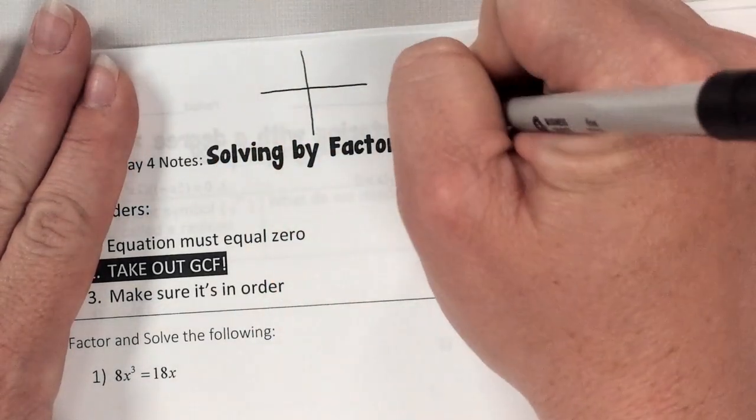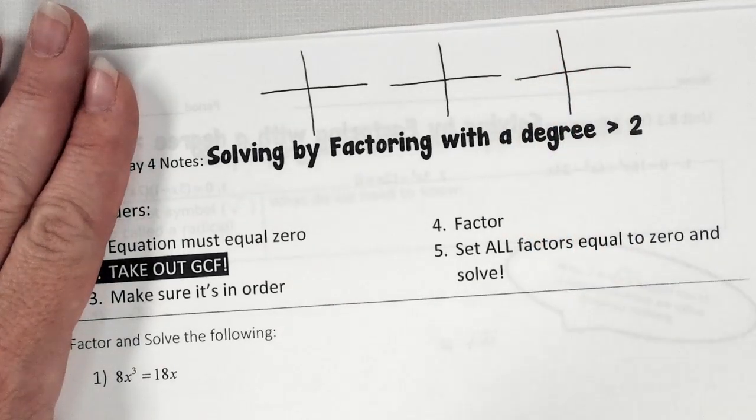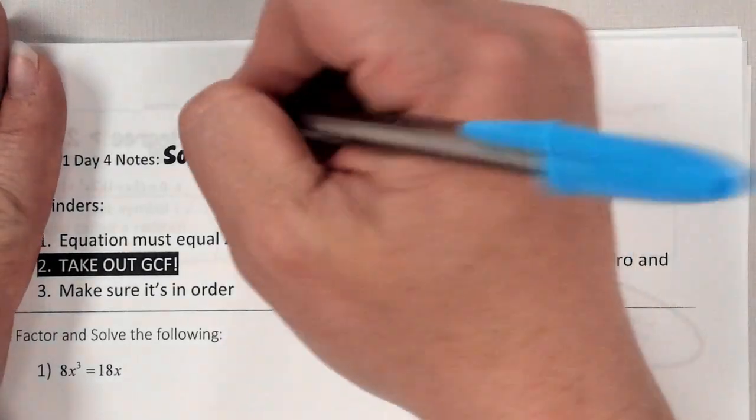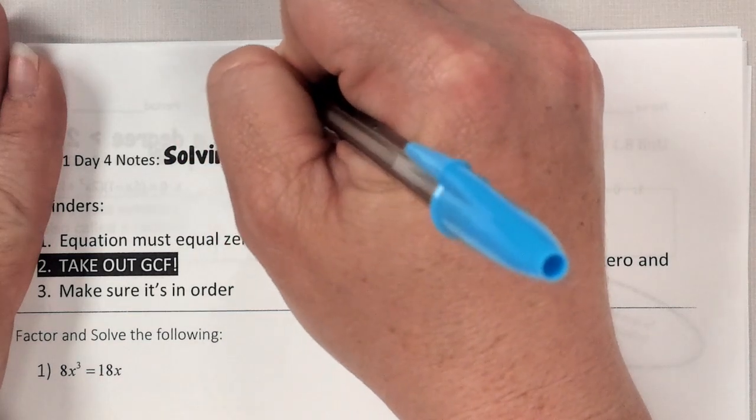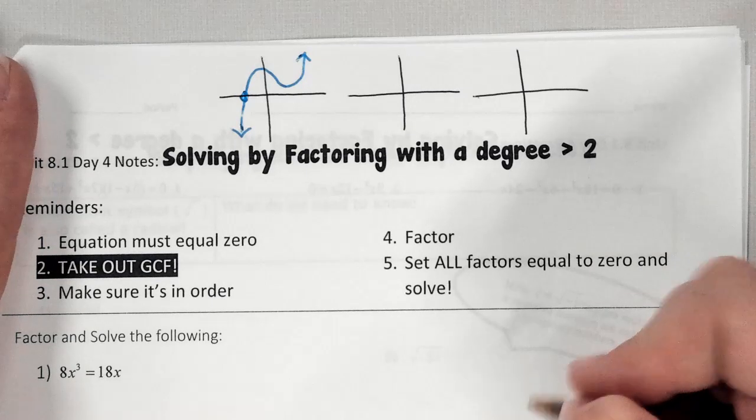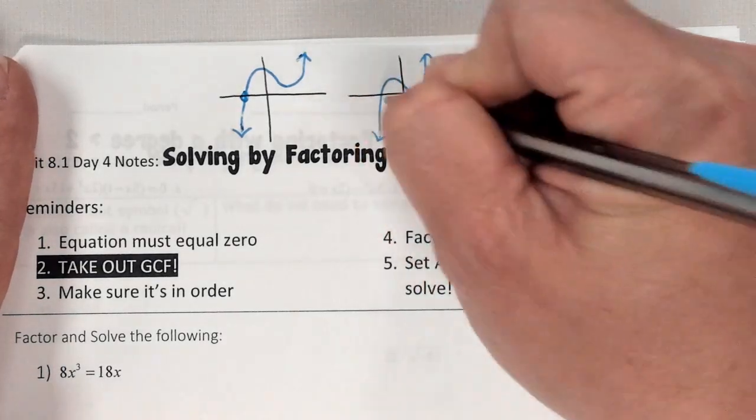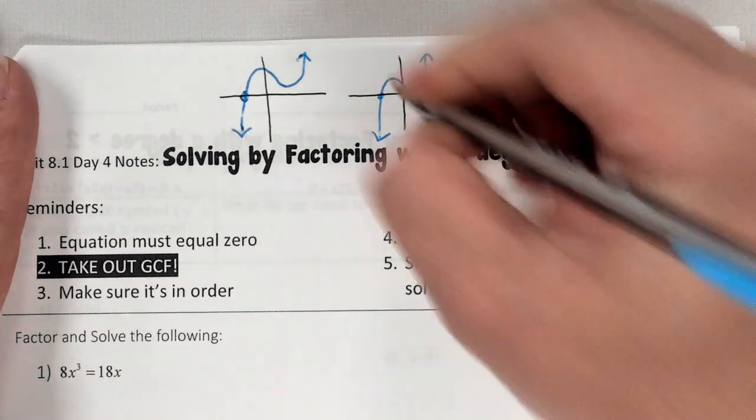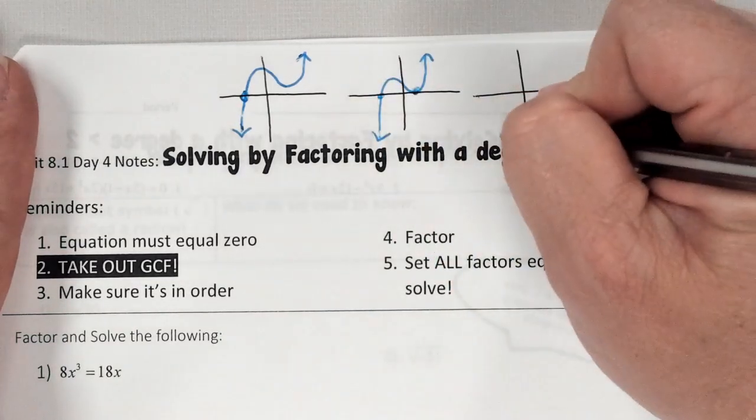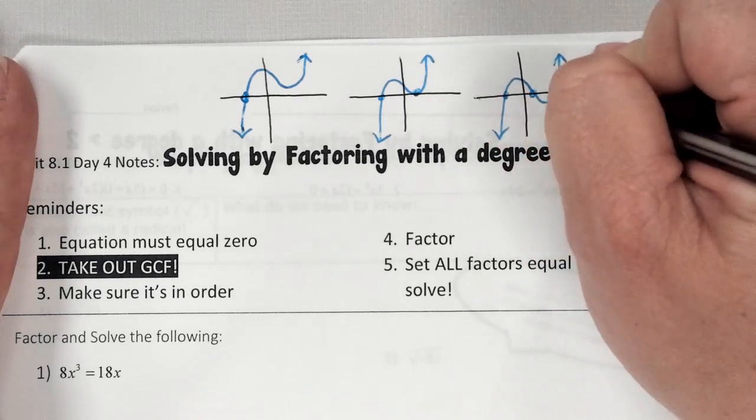So these are the options when it comes to solutions. You can have 1 solution. You can have 2 solutions. Or you can have 3 solutions.